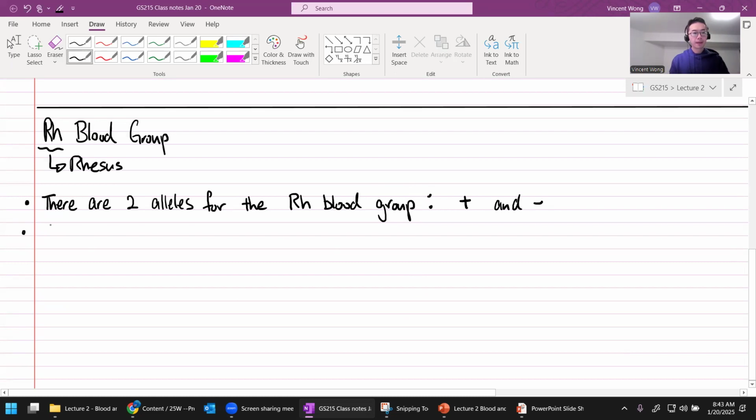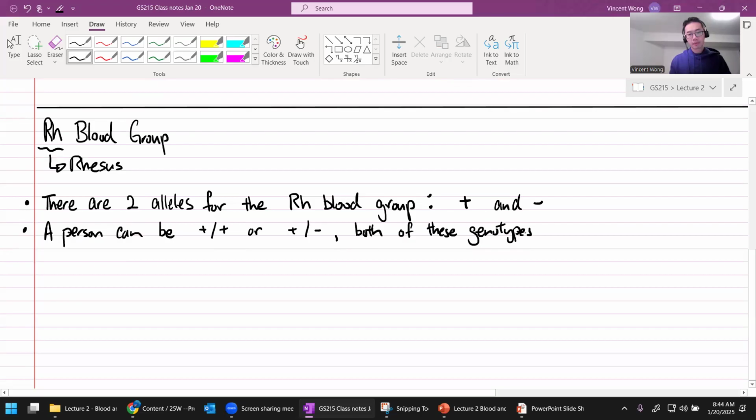A person can be positive, positive, or positive, negative. Both of these genotypes will give RH positive blood type.